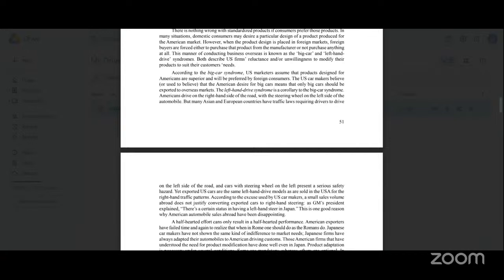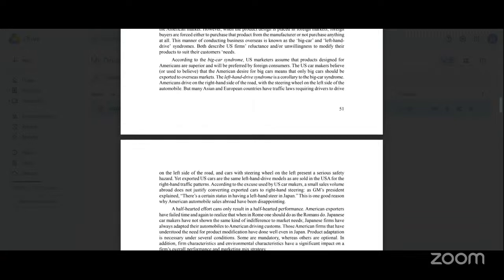Another thing that we can also consider is driving. While big cars and left-hand drive syndromes are there among many people, they describe the US firm's reluctance and unwillingness to modify their products to suit their customers' needs. So here, if you're talking in terms of having a right hand drive, there we are talking in terms of having a left hand drive. So adapting one to the other may be a little contradictory.